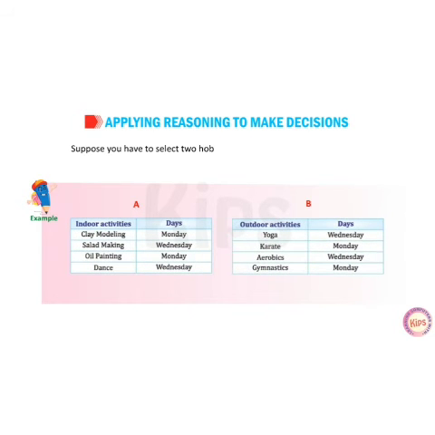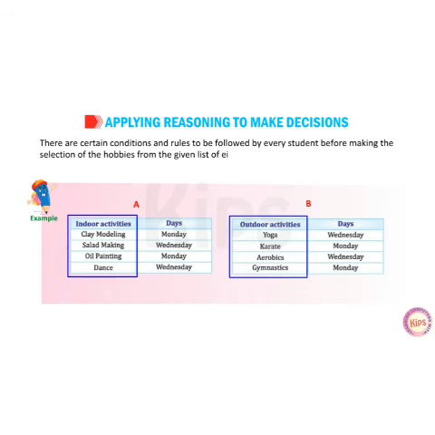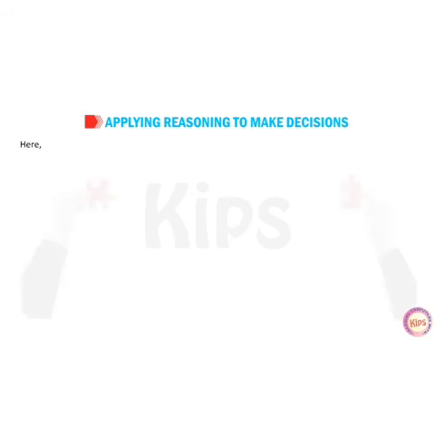For that, suppose you have to select 2 hobbies in your school from these 2 categories. There are certain conditions and rules to be followed by every student before making the selection of hobbies from the given list of the 8 categories. The rules to select the combination are like this. Each student has to select at least 2 hobbies. The selection of 1 hobby from each section is mandatory. The periods of 2 selected hobbies should not fall on the same day.